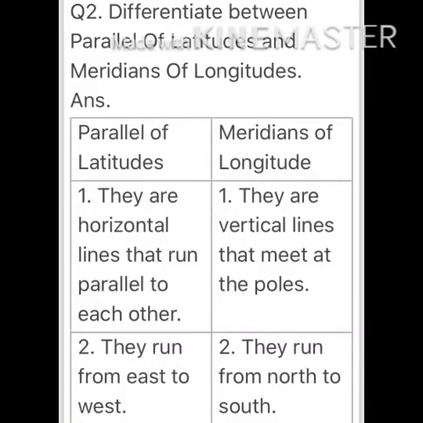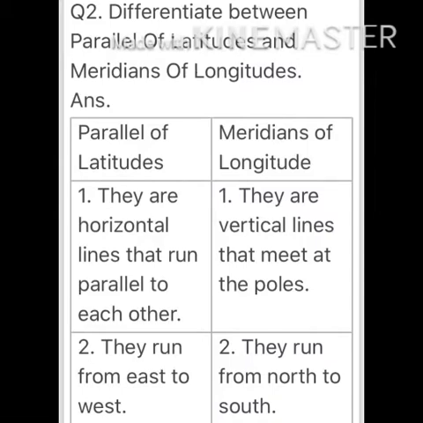Differentiate between parallels of latitude and meridians of longitude. For the spellings, either refer to your books or you can check it on the screen. Now, in the same manner you can see on your screen, I have divided the page into 2 different portions. In the same manner, you all will divide your notebook into 2 halves. On the left hand side, you will write down parallels of latitude, and on the right hand side, you will write down meridians of longitude.